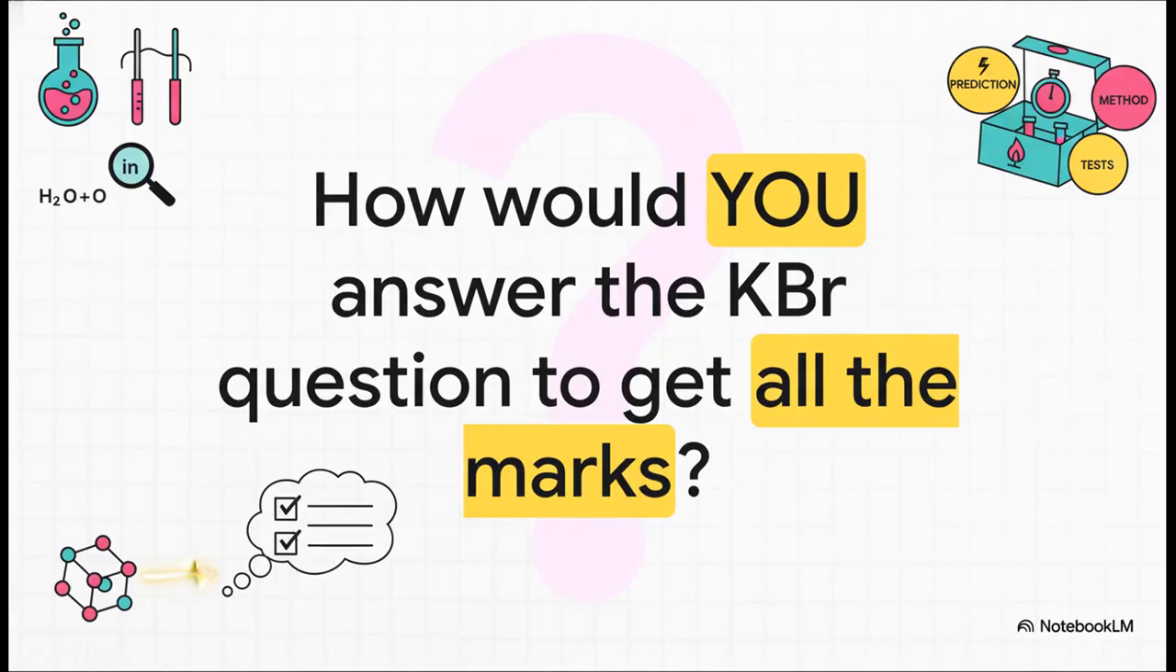And that's pretty much everything. You now have the complete toolkit, you've got the prediction rules, you know the method, and you've got the test to prove what you've made. So my final question to you is, looking at that potassium bromide problem, how would you structure your answer to get every single mark available? Go on, pause this and give it a try. You've totally got this.